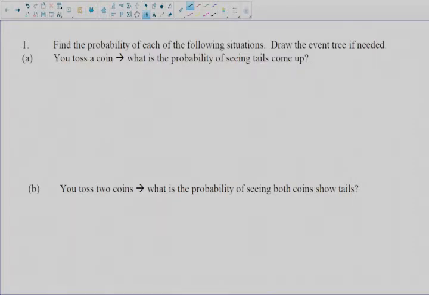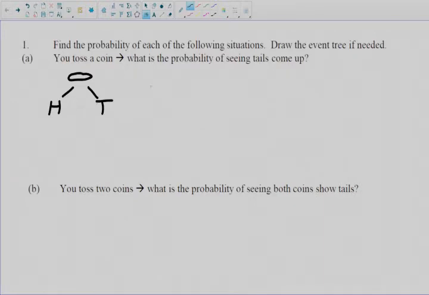So, we're dealing with theoretical probability. First question says, find the probability of each of the following situations. Draw the event tree if needed. So we toss a coin. What is the probability of seeing tails come up? So if I draw my coin here, there are only two possibilities. And that's heads or tails.